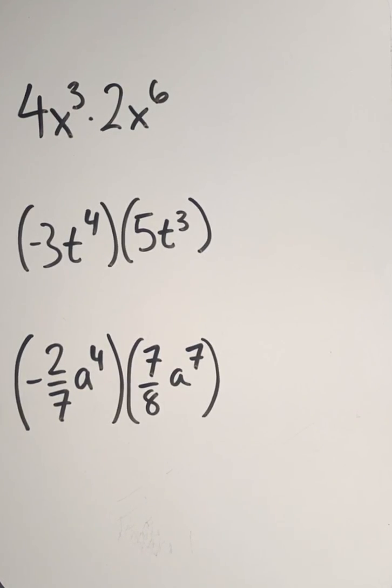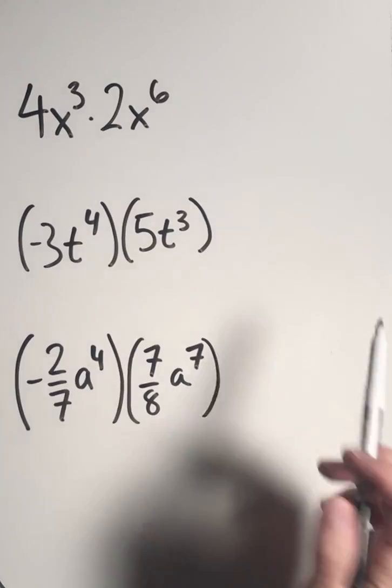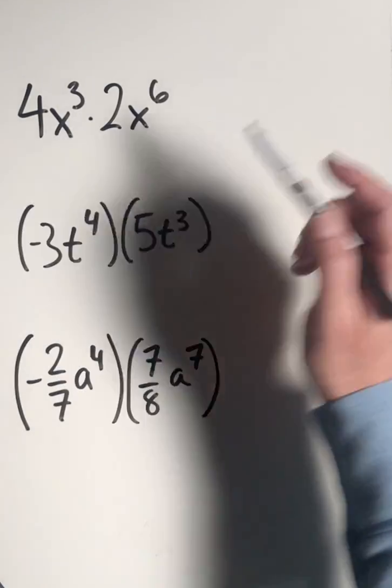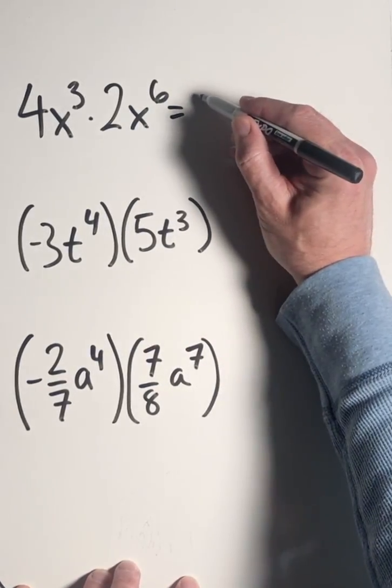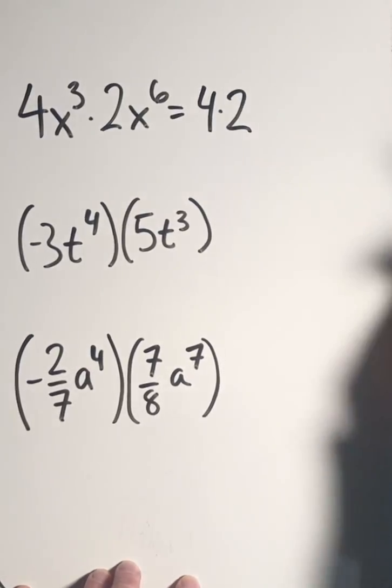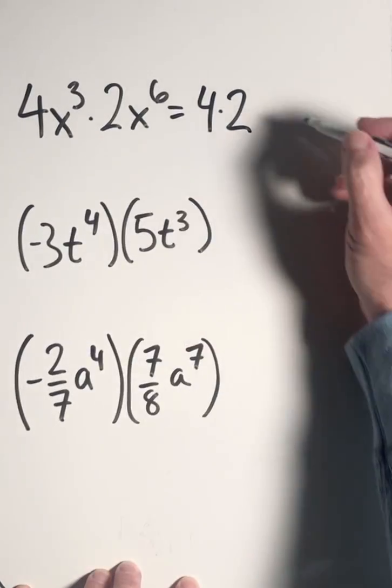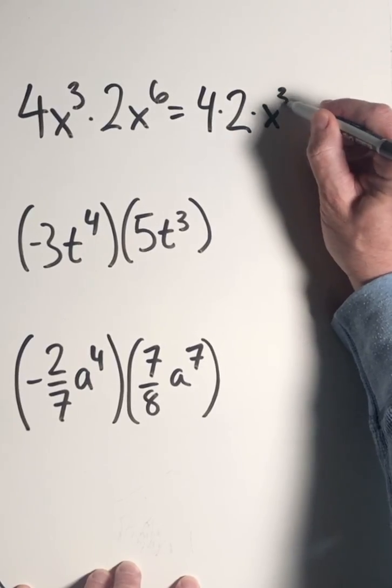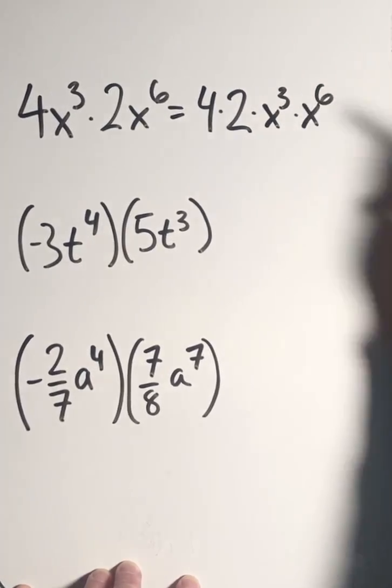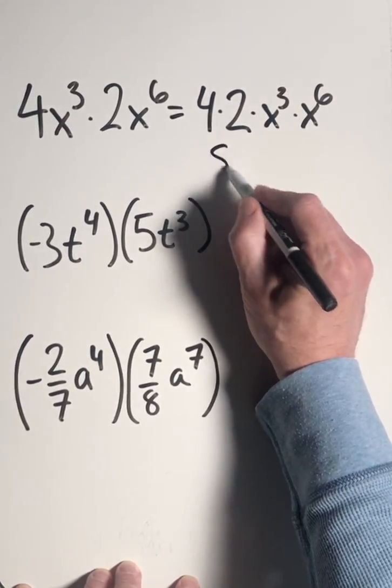When multiplying exponential expressions, we're going to follow the same procedure as we had before. We're going to take the coefficients and multiply them by each other first. So this would be 4 times 2. And then we would take the exponents and multiply them by each other. X to the third times x to the sixth. 4 times 2 is 8.